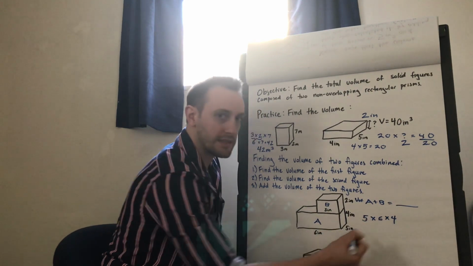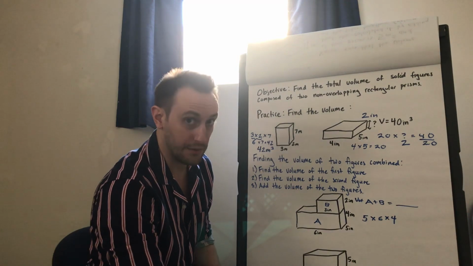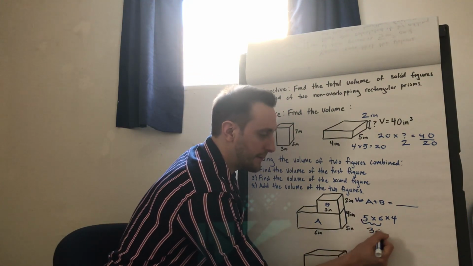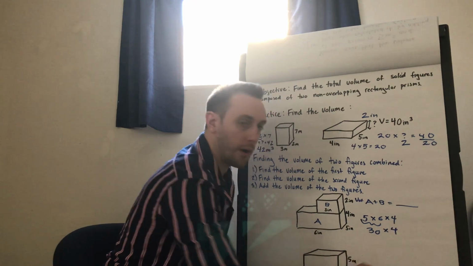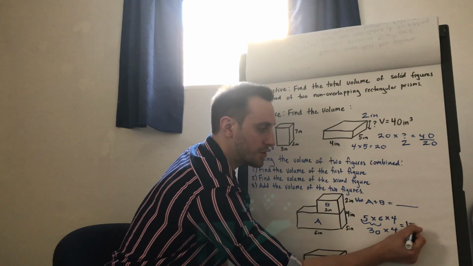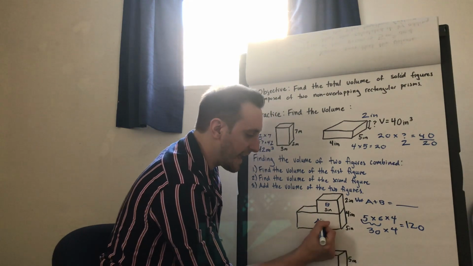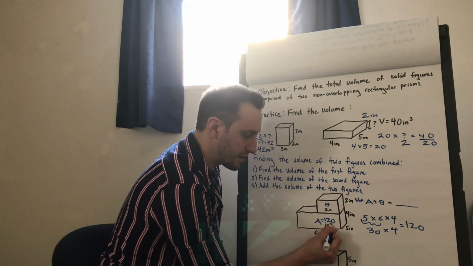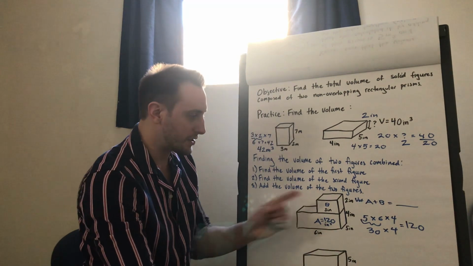So 5 times 6 is 30. And so let's do 30 times 4. Okay, that is going to be 120. So I know that A is 120 inches cubed. Now let's go ahead and try and find B.